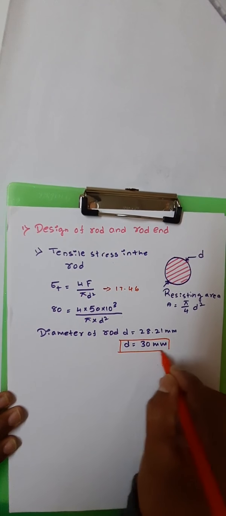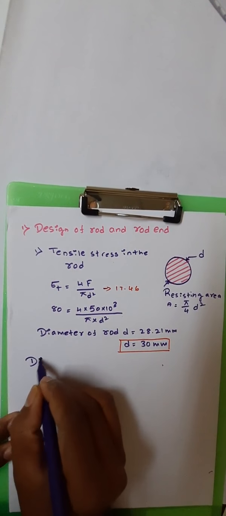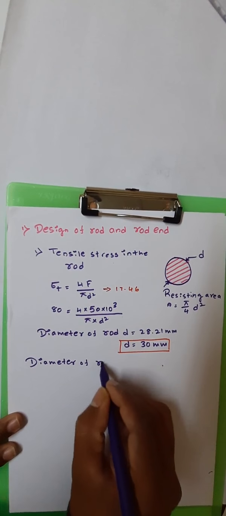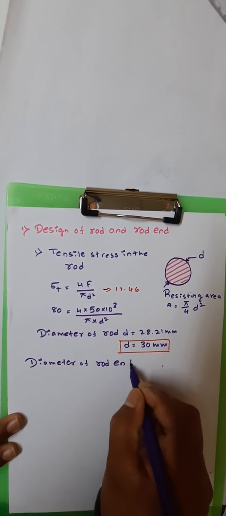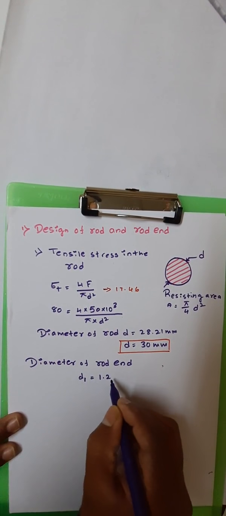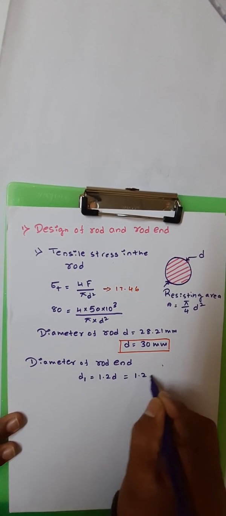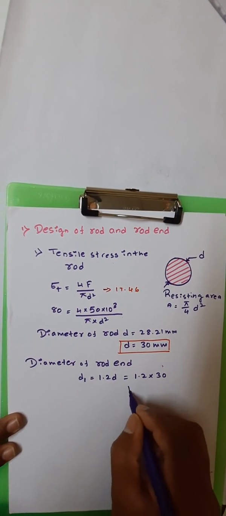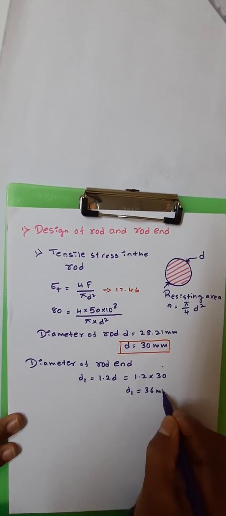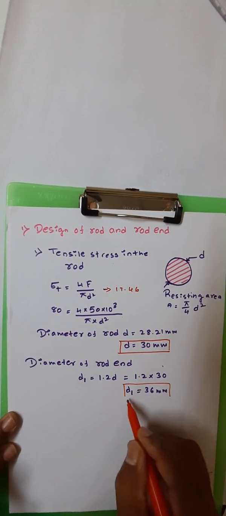Now we need to find out the diameter of the rod end. The diameter of rod end, we know the notation, that is d1 is equal to 1.2 times d. We know the value of d, that is 1.2 into 30. If we simplify this, we'll get d1 is equal to 36 mm. So this is the diameter d1.